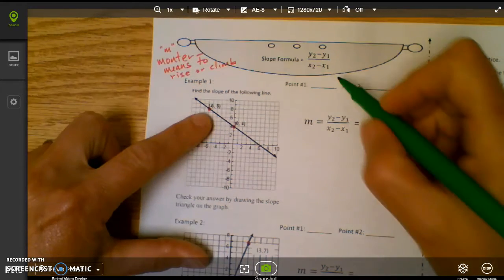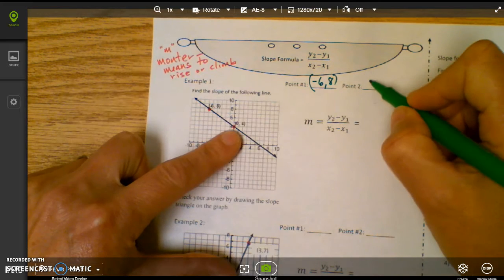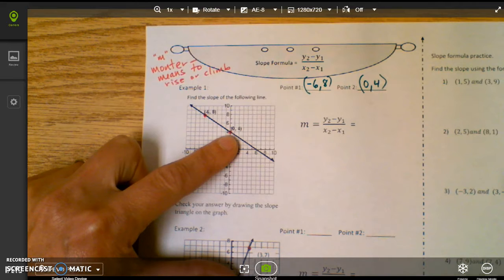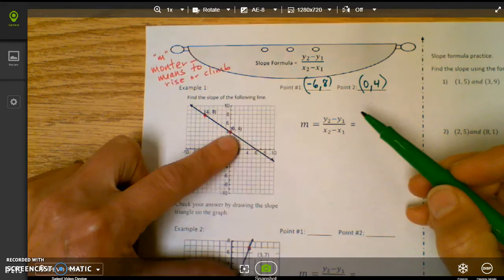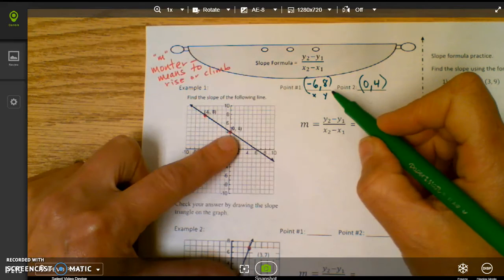Our first point is over here. It's labeled as negative 6, 8. And our second point is the point 0, 4. And I always tell students we need to label our points before we even begin to use our formula. Because we need to remember each point is made up of an x value and a y value.